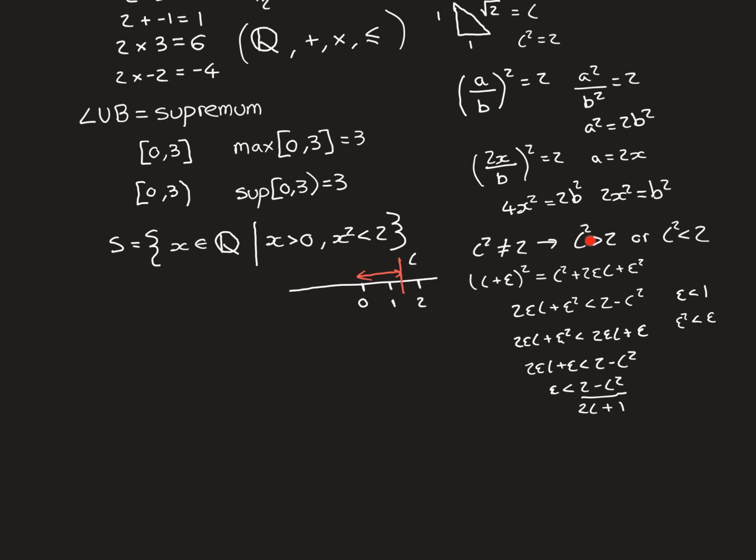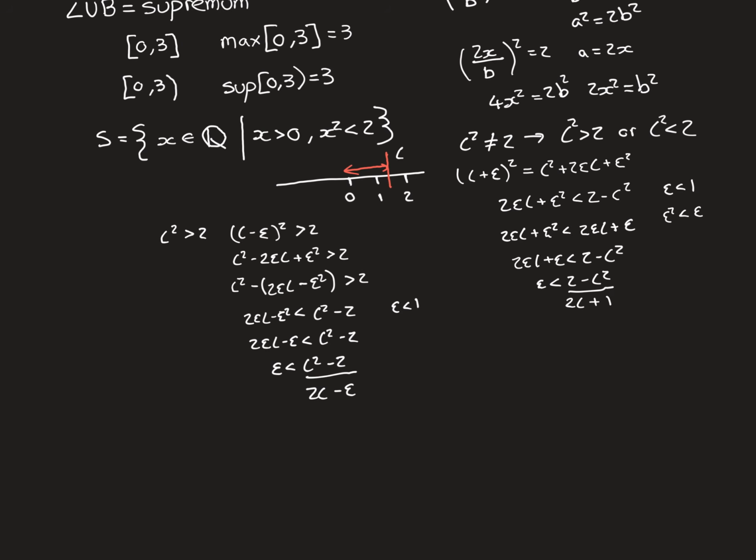Let's now do a similar argument for this one. So for the possibility of L squared is greater than 2, a very similar argument, although we are going to need a little additional bit at the end. So the aim of what we're trying to do now is find a slightly smaller rational than L, an L minus epsilon, that is still going to be an upper bound, and that would then contradict L being the least upper bound. So we want an L minus epsilon such that when you square it, it's still going to be greater than 2. Expanding this, we get L squared minus 2 epsilon L plus epsilon squared is going to be greater than 2.